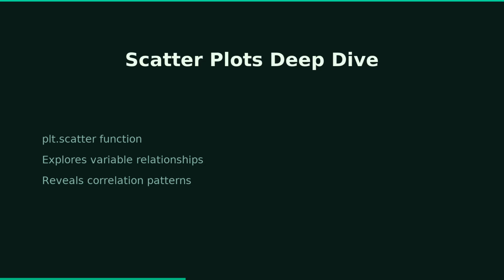Scatter plots utilize plt.scatter to explore relationships between two continuous variables, making them perfect for correlation analysis. They instantly reveal linear or nonlinear relationships, help identify outliers that might affect model performance, and guide feature selection decisions. The visual pattern immediately shows whether variables are positively correlated, negatively correlated, or independent.